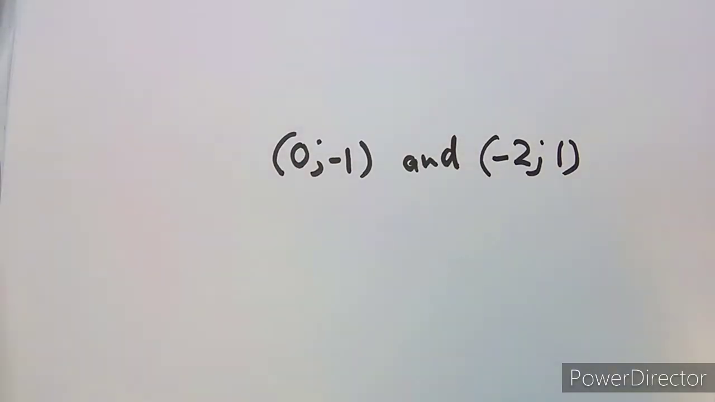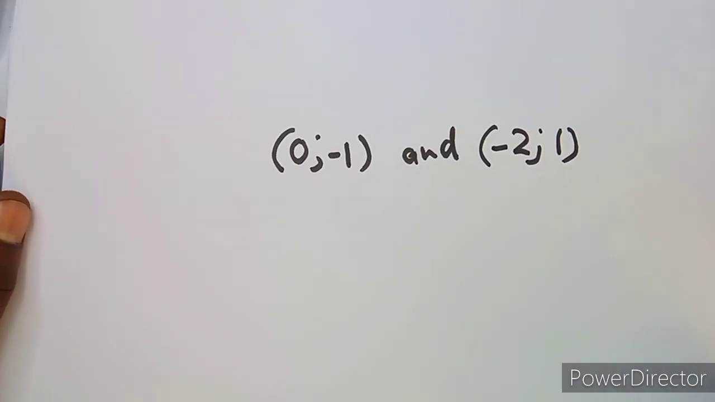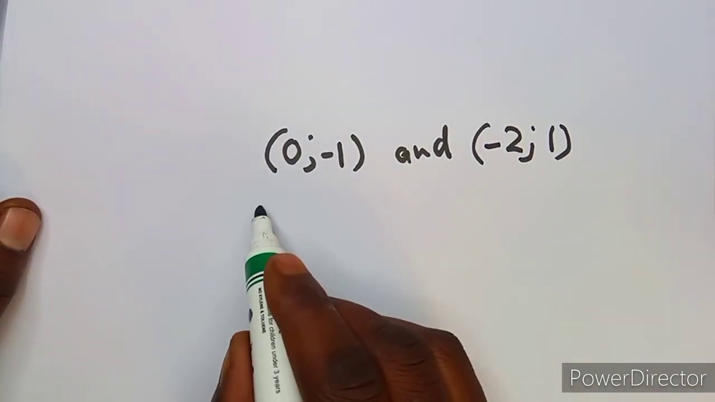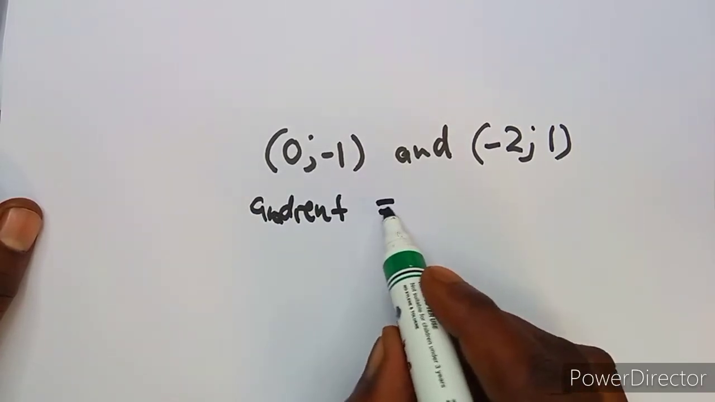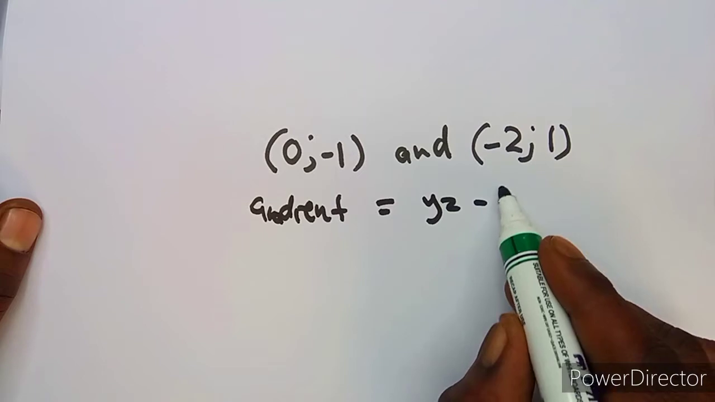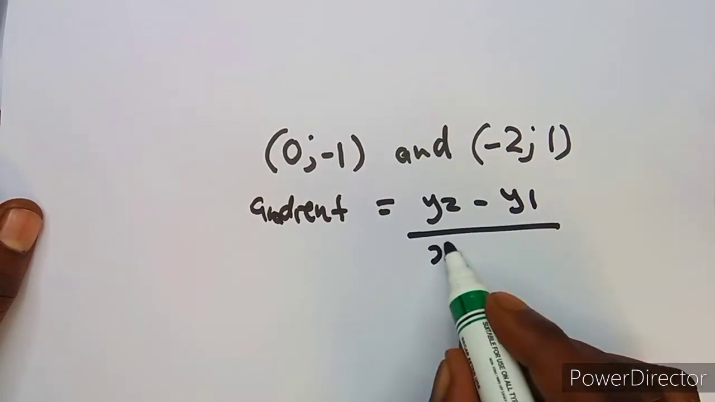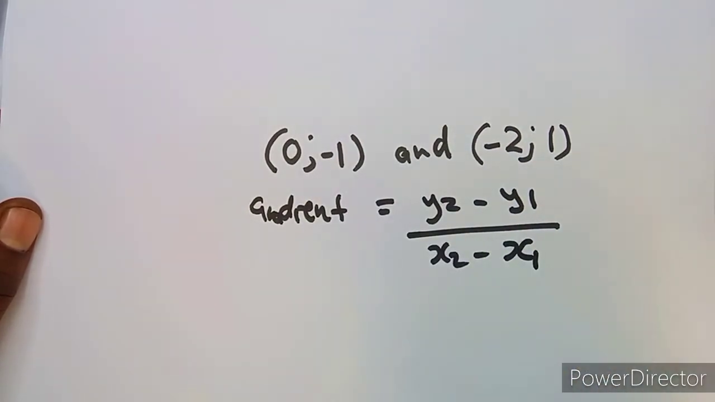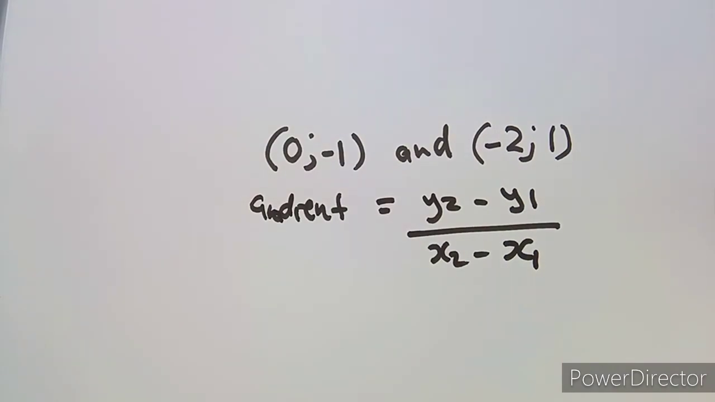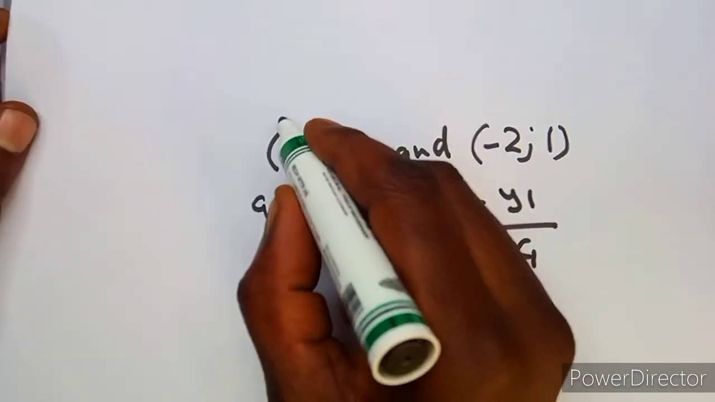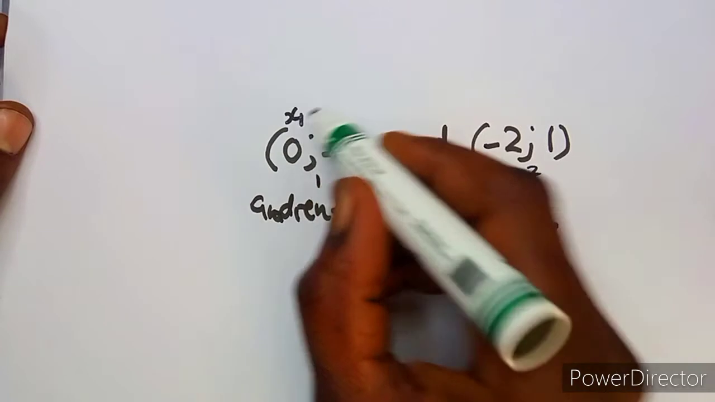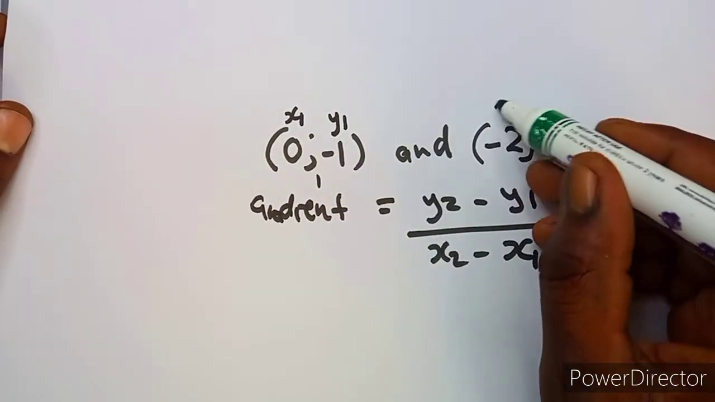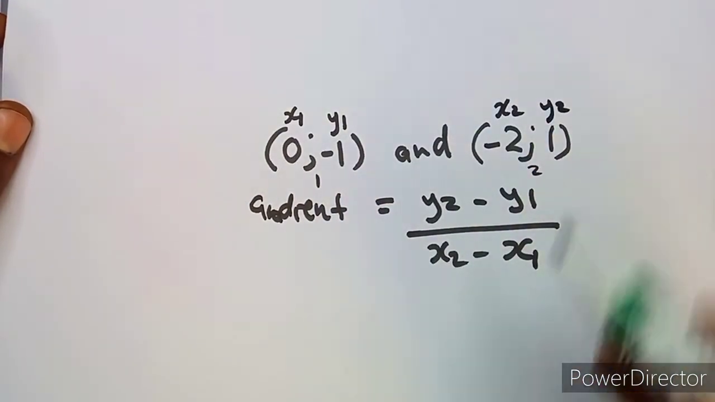This time you are the one calculating the gradient, and we know that the gradient is equal to the change in y over the change in x, which is y2 minus y1 over x2 minus x1. So in order not to make mistakes, you name the coordinates: this is your first point (x1, y1), and this is your second point (x2, y2).